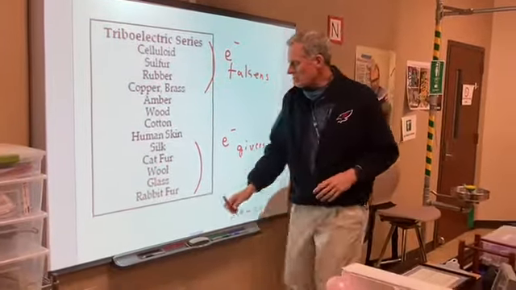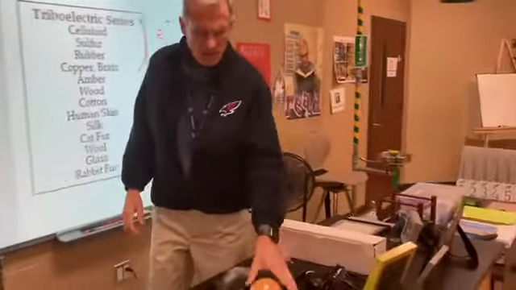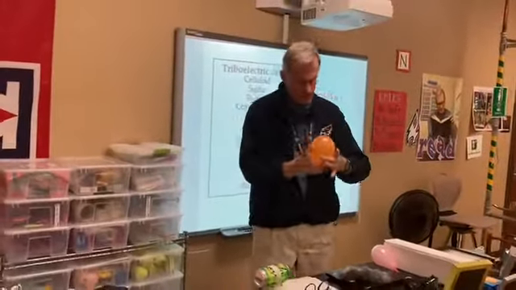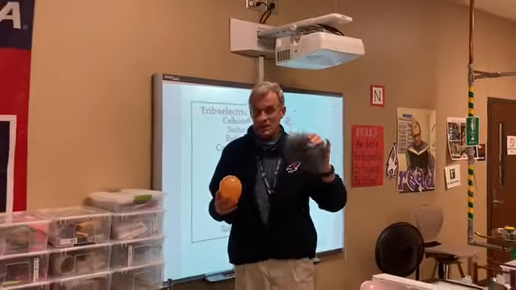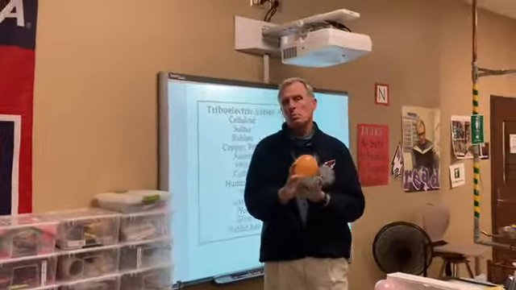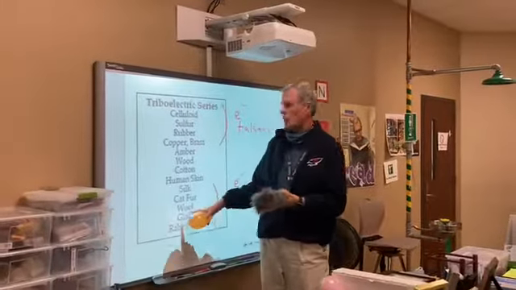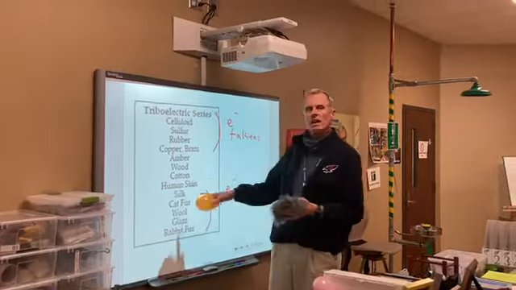So what we're going to do is take this balloon, which is attached to a little thread, and rub it against this. It looks like rabbit fur, but I don't think it really is. I think it's really wool, but you can pretend either way. It doesn't matter. It's either rabbit fur or wool. It's still going to be an electron giver.